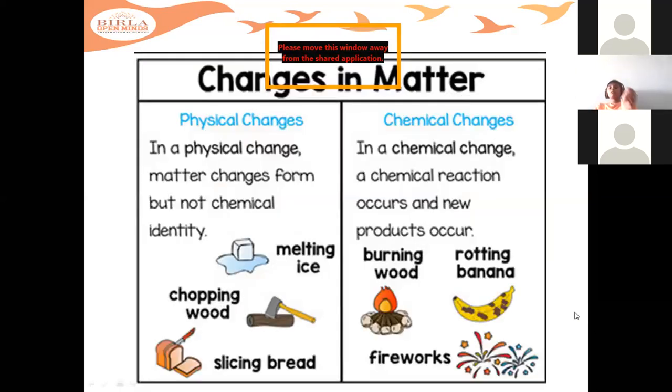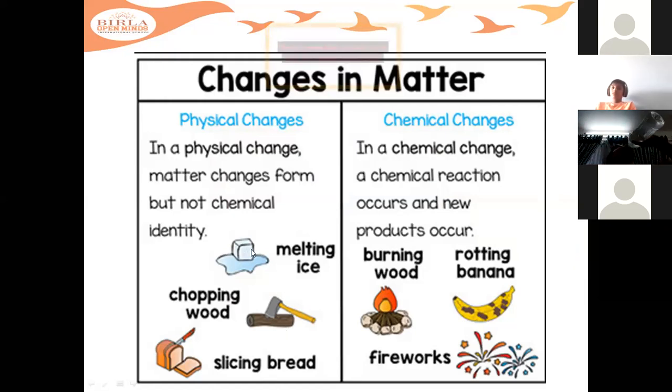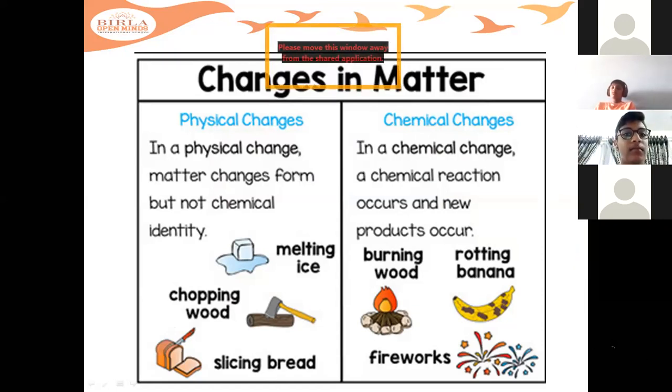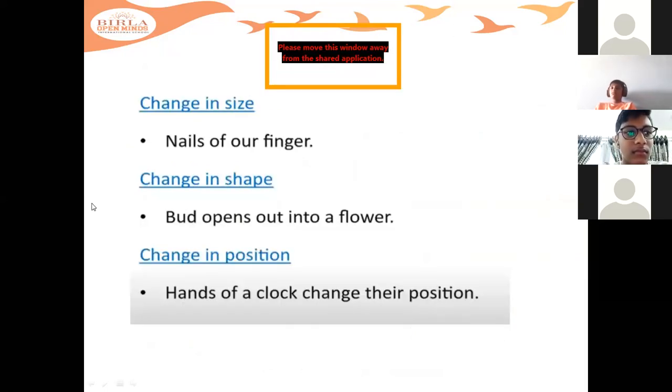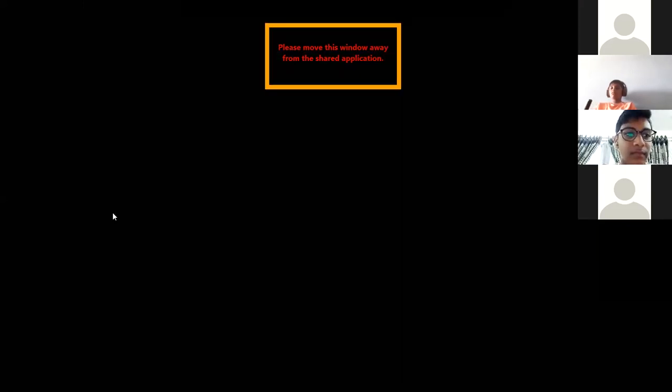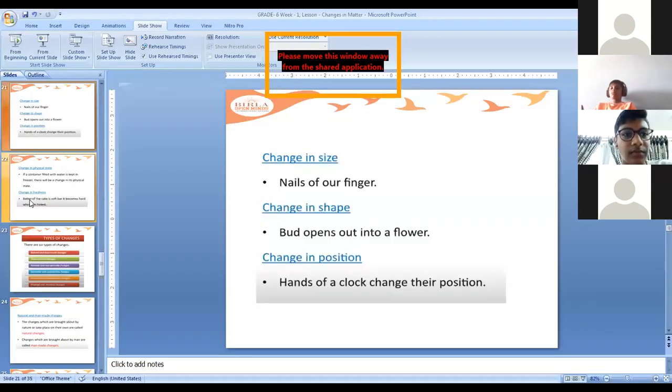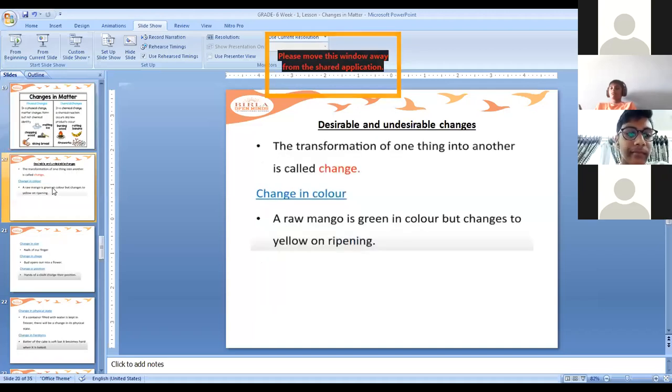Okay, so a few more examples like rotting of banana and fireworks, these are the chemical changes. And physical changes are melting of ice, chopping of wood, slicing of bread. These are a few examples. And now let's see desirable and undesirable changes. One second. Now we'll just go through desirable and undesirable changes.